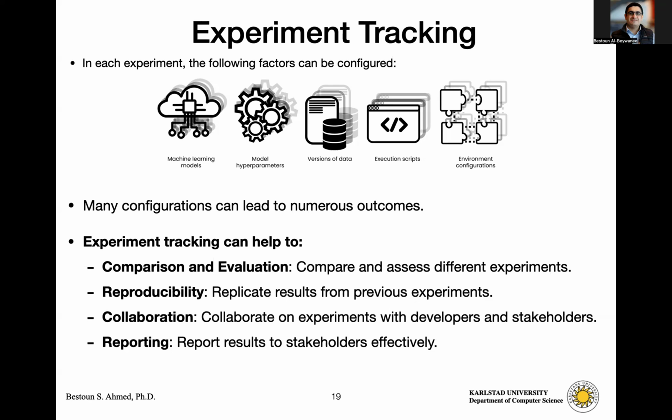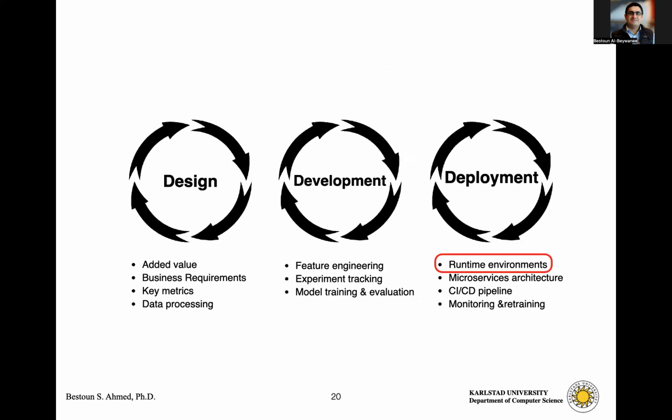Reproducibility, of course. If I have the results, I can replicate and see if this is correct or not. If I send it to another developer, for example, this is also very important for collaboration, because I can see what you have done and what experiments you have done. Reporting is very important, of course, for the stakeholders. When you do the experiment tracking, you give the report to prove to your stakeholder that this has been done.